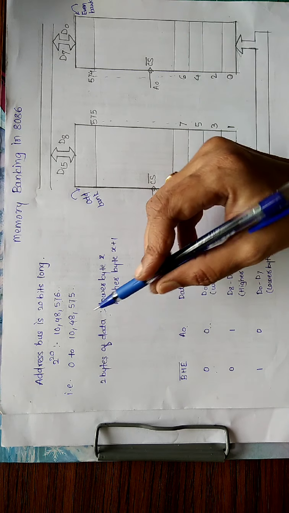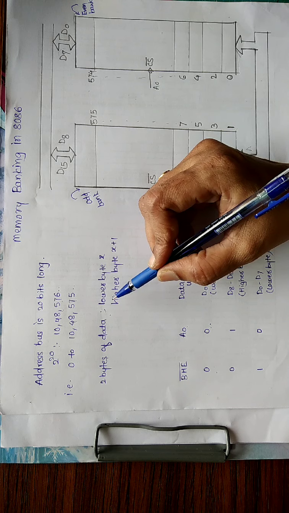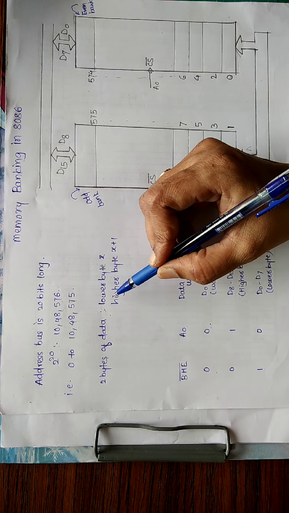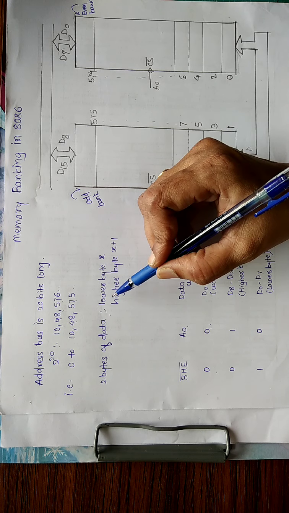That is, in one attempt, or in one read or write operation, two different memory locations can be accessed and the respective data can be placed on the data bus.